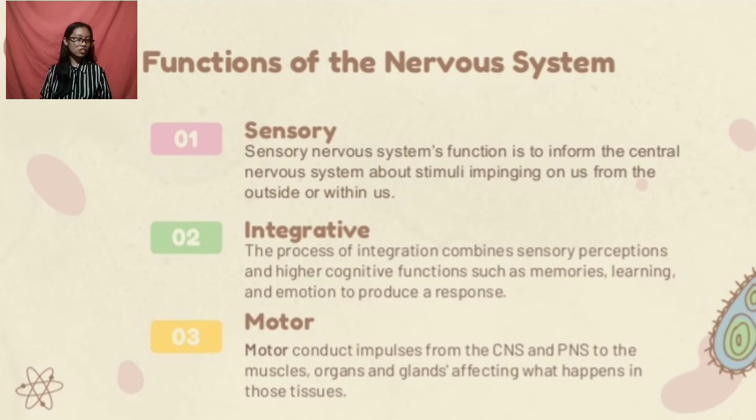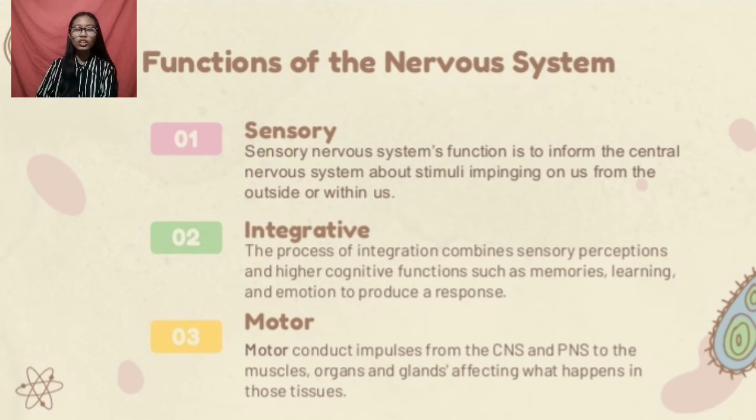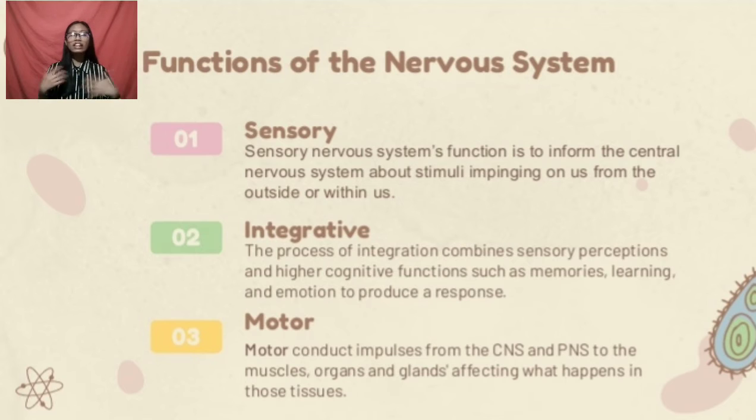So the third function of the nervous system is the motor. Motor conduct impulses from the CNS and PNS to the muscles, organs, and glands, affecting what happens in those tissues. So based on the sensory input and integration, the nervous system responds by sending signals to muscles, causing them to contract, or to glands, causing them to produce secretions. Muscles and glands are called effectors because they cause an effect in the response to directions from the nervous system. So this is the motor output, or what we also call the motor function.